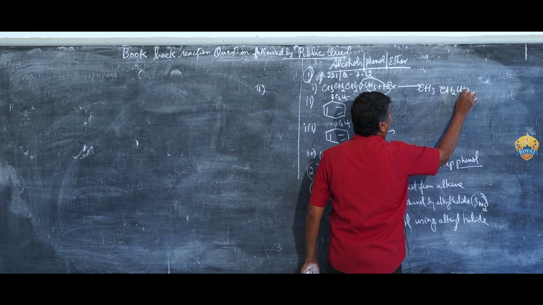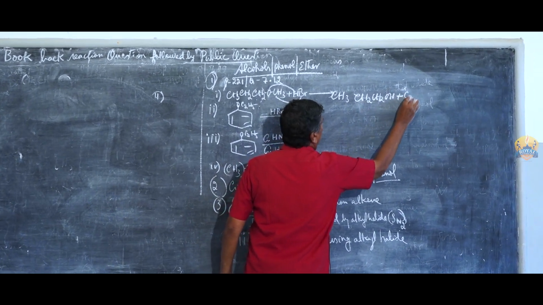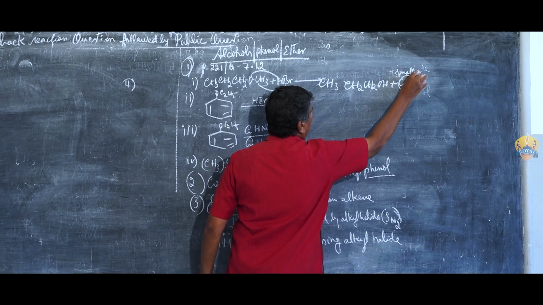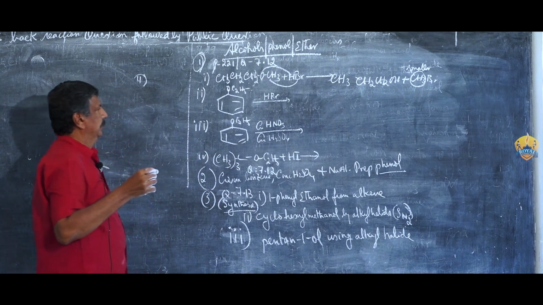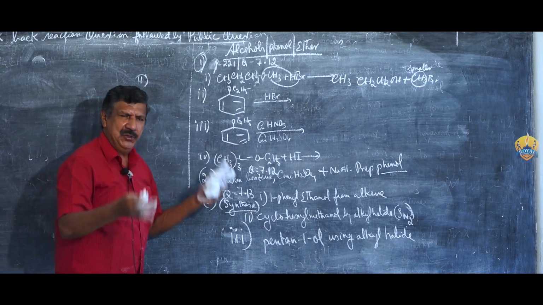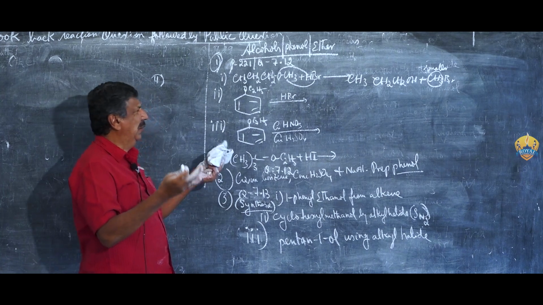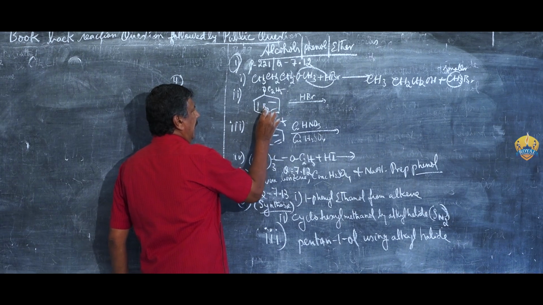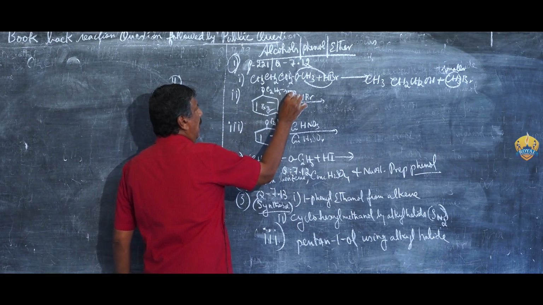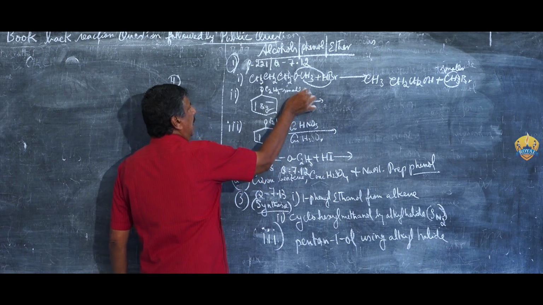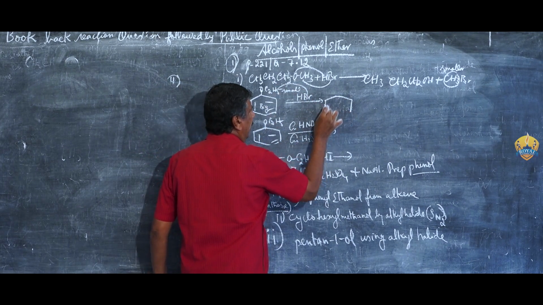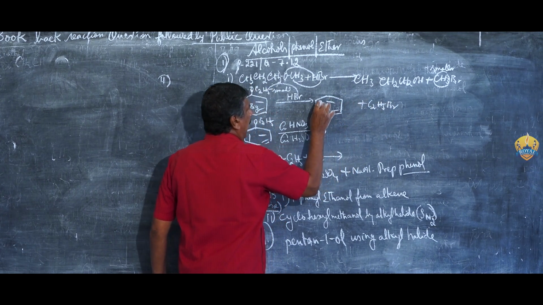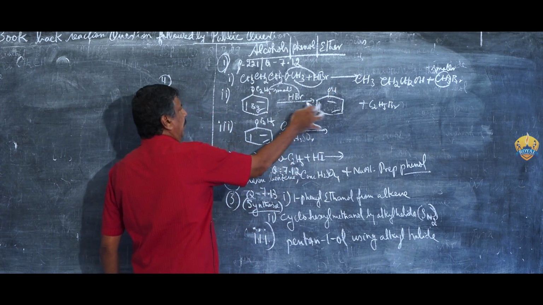I am writing the answer. This is a smaller group with a halide. What about this one? Here also ether, here also breaking the formula. But this is a big group and this is a small group. So ethyl will merge with bromide and H will join with the ring.